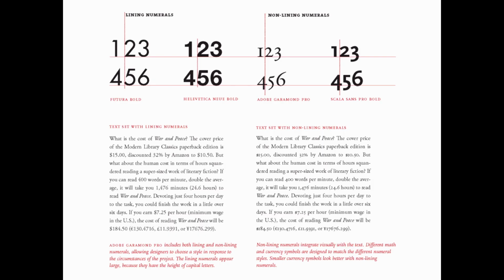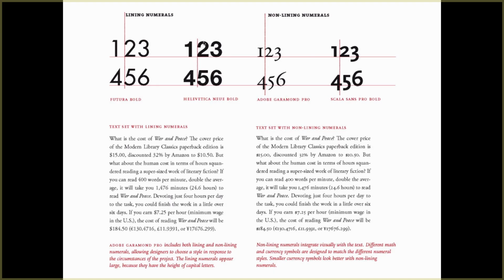So let me show you an actual example here. I think it's easier when you see it. So our lining numerals are up top on the left here, and so we see that they have the full cap height and the full width of a normal capital letter. The non-lining numerals, on the other hand, have an ascender and a descender. So there's your little descender on the 3, there's your ascender on the 6.